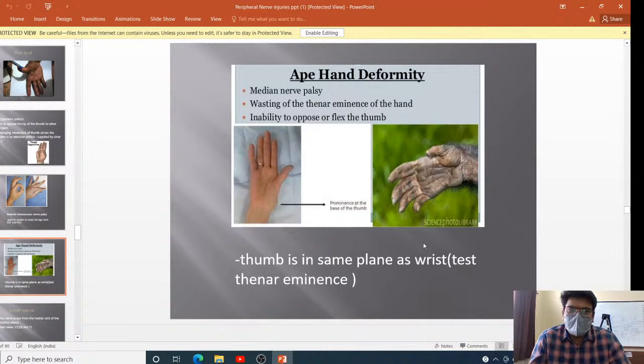Then next is ape thumb deformity. The thumb becomes in line with the other fingers because of wasting of the thenar eminence.